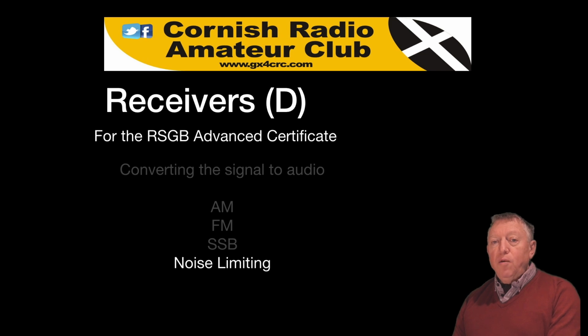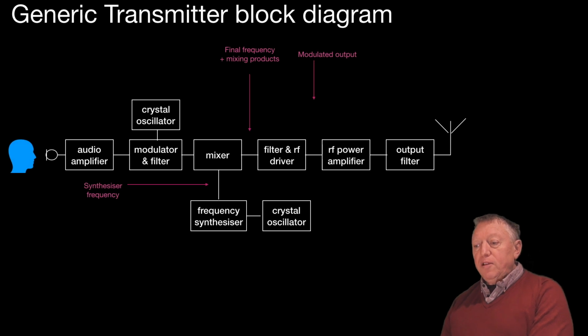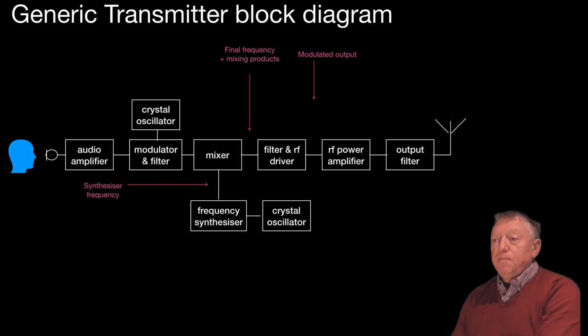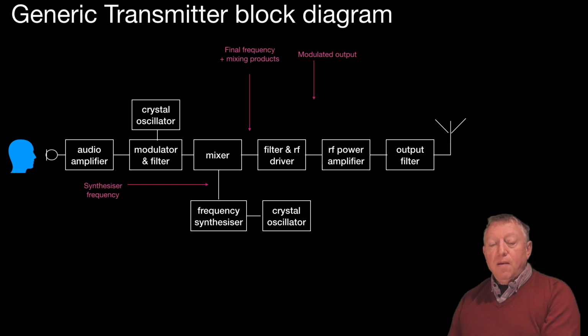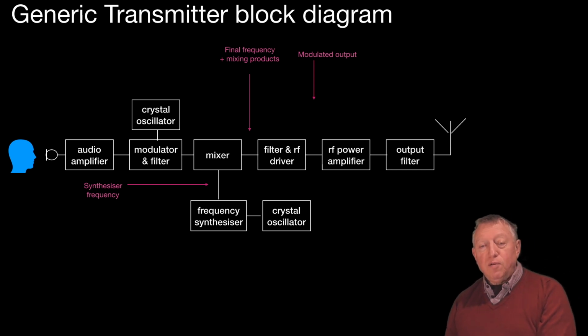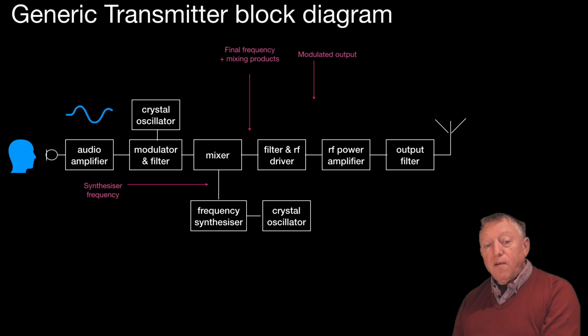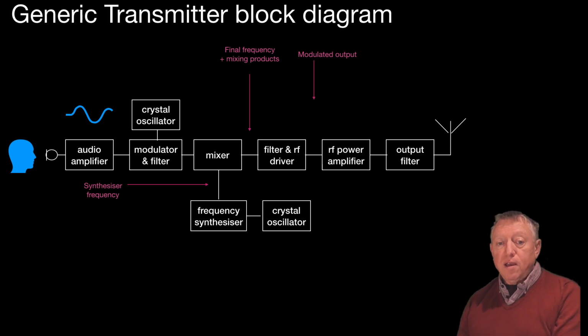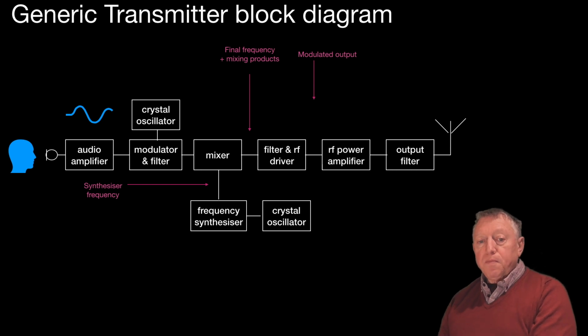So let's see how the signal got to the receiver in the first place. Let's remind ourselves of the generic transmitter block diagram. Here you have the block diagram once again, with the microphone on the left and the antenna on the right. So the signal is, if you like, travelling from the person's head on the left to the antenna on the right. And if we have an audio signal, and remember audio signals are typically between 300 Hertz and 3 kilohertz, 3000 Hertz, in the audio amplifier.